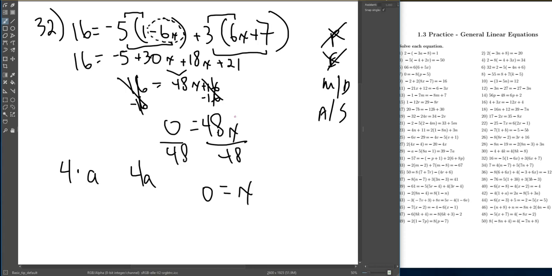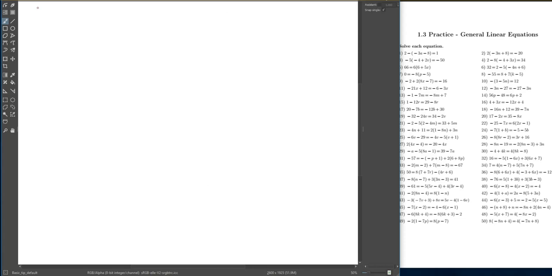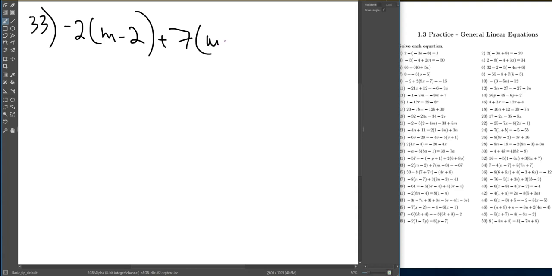Because remember, if you have a pie and you ate the whole pie, no matter how many parts you divided the pie, it's still no pie. All right, number 33. 33 it is. Minus 2, open parentheses, m minus 2, and then plus 7, open parentheses, m minus 8, equals minus 67.